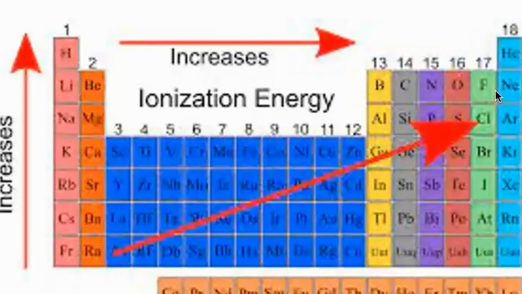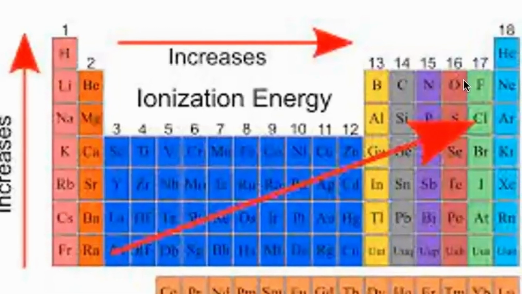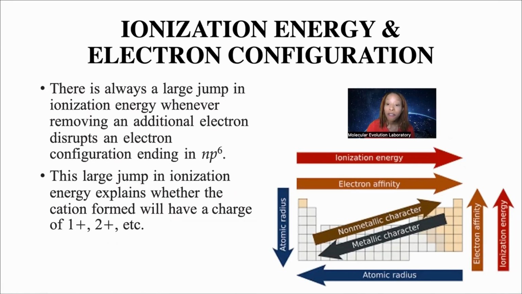From lithium to fluoride, ionization energy increases. Sodium to chloride, ionization energy increases. From magnesium to sulfide, ionization energy increases. Calcium to phosphate, and so on. So for a filled p subshell, removing an electron will result in a large jump in ionization energy. This large jump in ionization energy explains whether the cation formed will have a charge of 1+, 2+, etc.